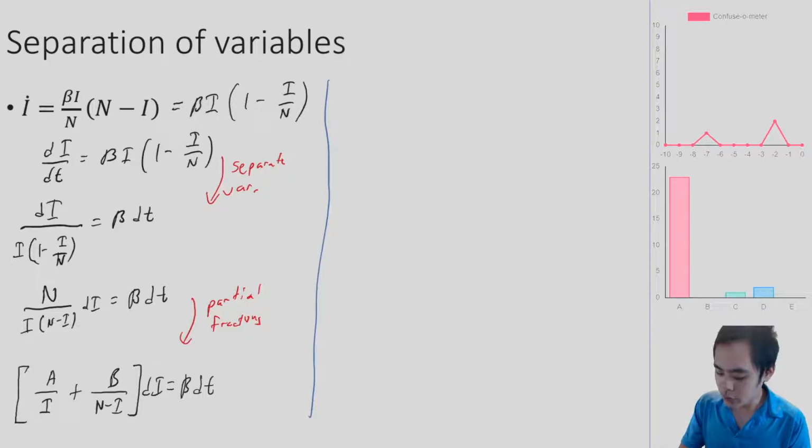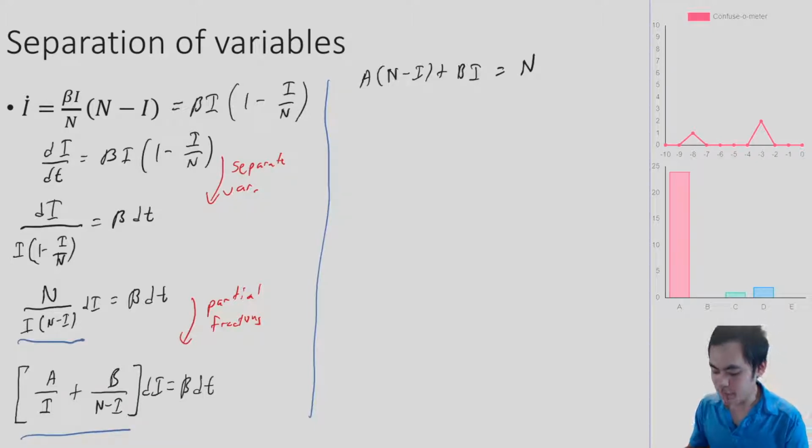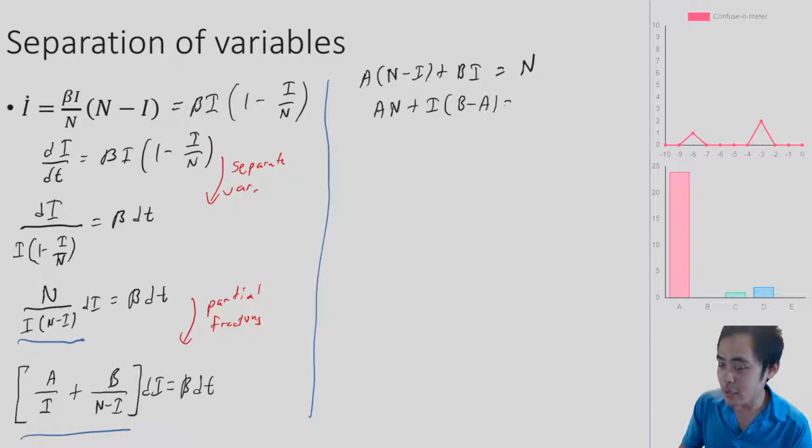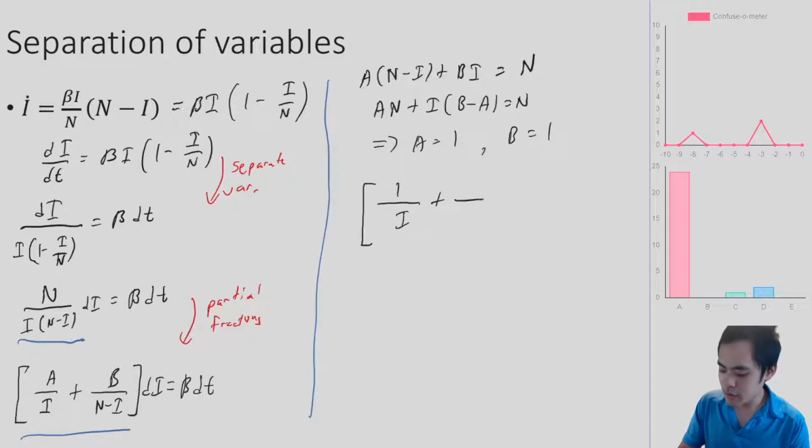And when we do that, well, we need to solve for that. So we know a times n minus I plus b times I is equal to n. Well, that's because we need this to be equal to that. So we need those to be equal. When we solve this, we get a n plus I times b minus a is equal to n, which implies that a is equal to 1 and b is equal to 1. And so indeed, if we plug those numbers back in, 1 over I plus 1 over n minus I is actually equal to n over I times n minus I.